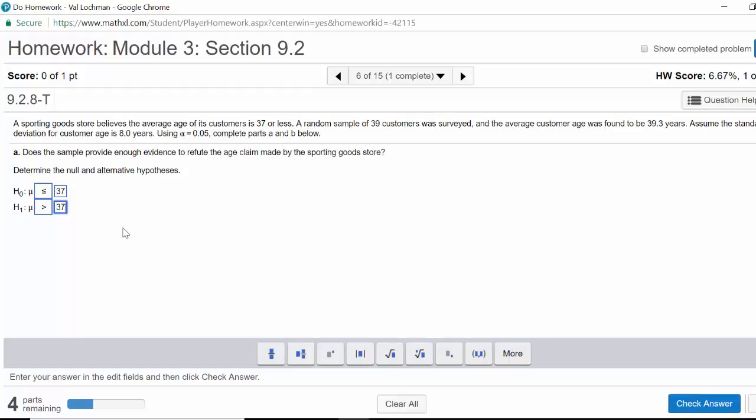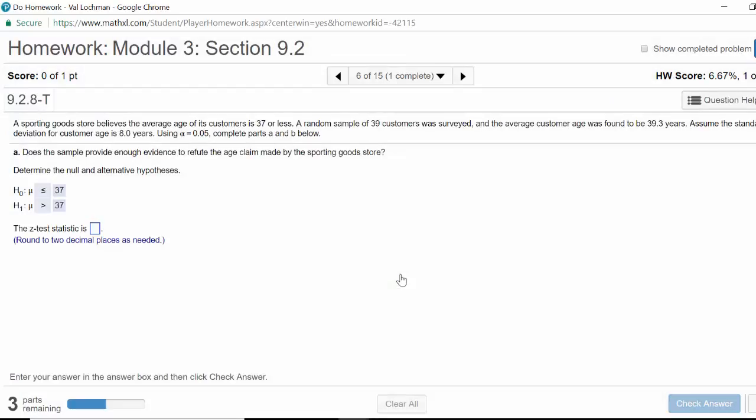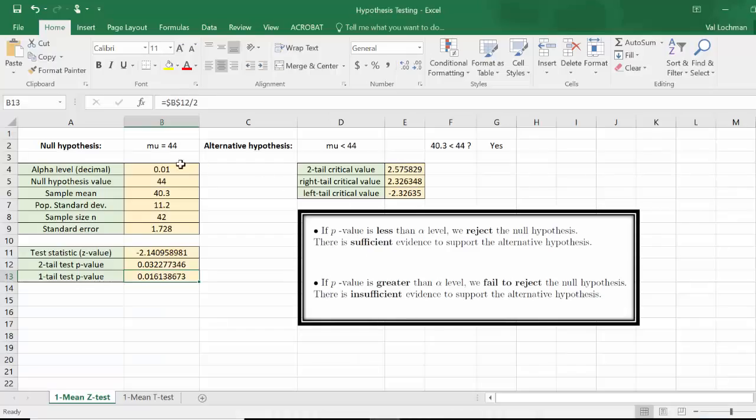Before I do anything, let's just see: 37 and 39.3. Is 39.3 greater than 37? Yes. The question is, is it significantly greater? Now we want to do the computation. So again, here we have a right tail test. Let's go ahead and do all of the computations in Excel. We're going to go back here and make sense out of it.